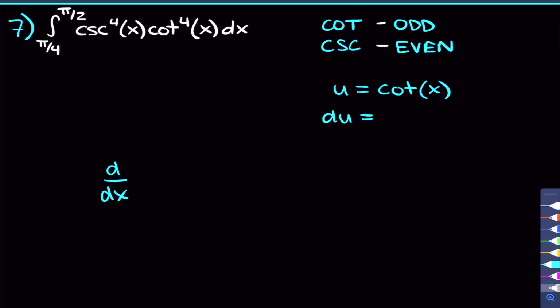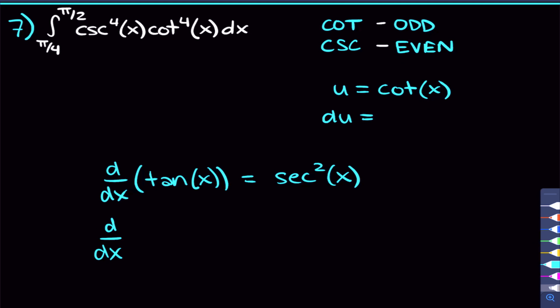And, well, if you don't know those derivatives off the top of your head, fear not. It's literally just like the derivatives of tangent and secant. Here's how similar they are. The derivative of tangent is secant squared. And the derivative of cotangent is very similar. It's cosecant squared, but you just have to make it negative.